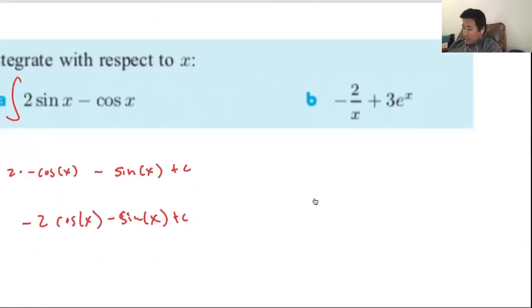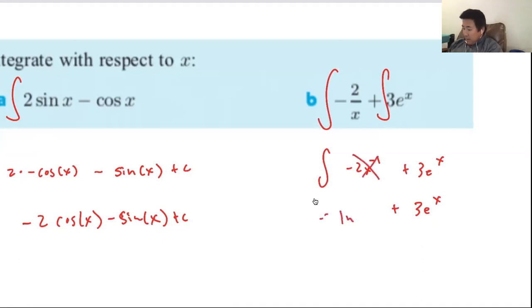The integral of this is negative 2x to the negative 1 plus 3e to the x. I'm going to split that up. So that's just 3e to the x plus, there's an x in the bottom, so I can't do that. It's going to be negative 2 ln of x plus c.